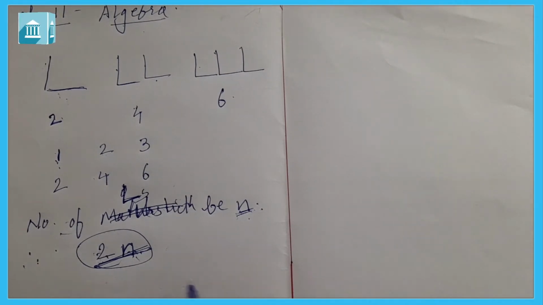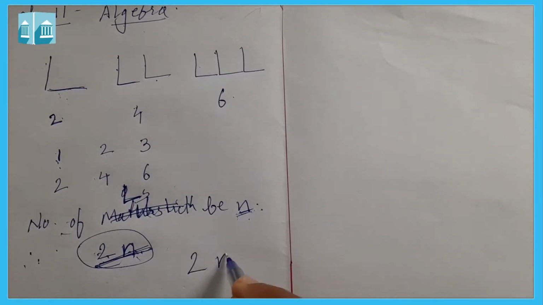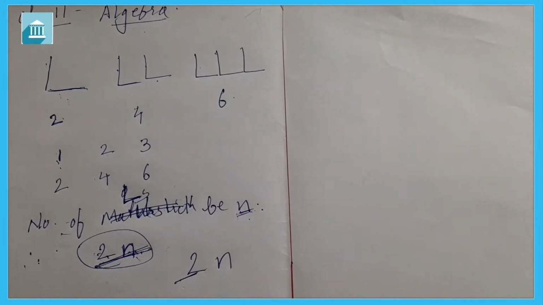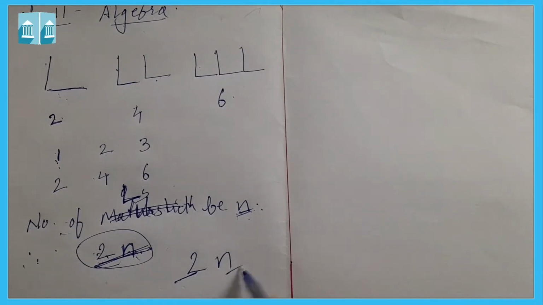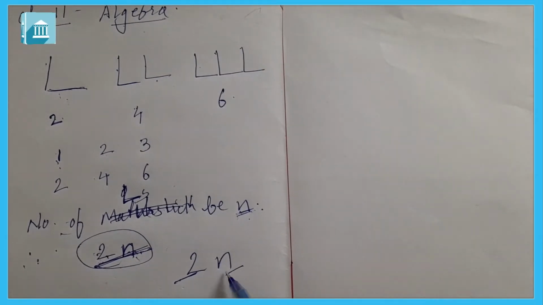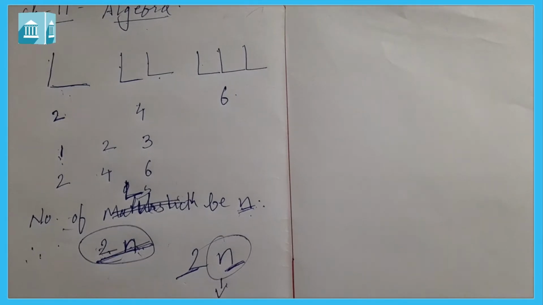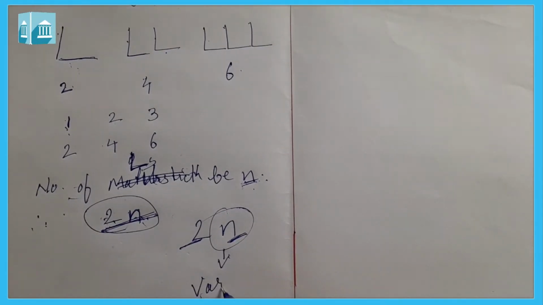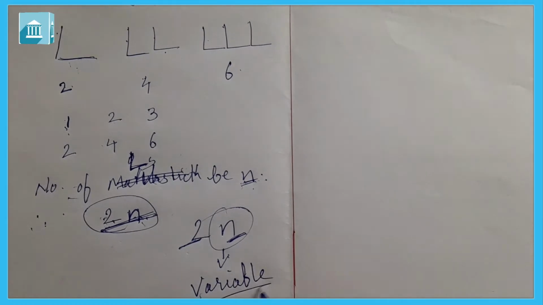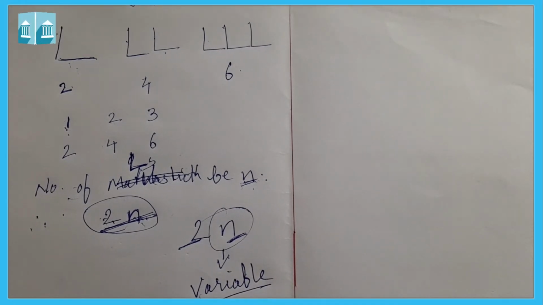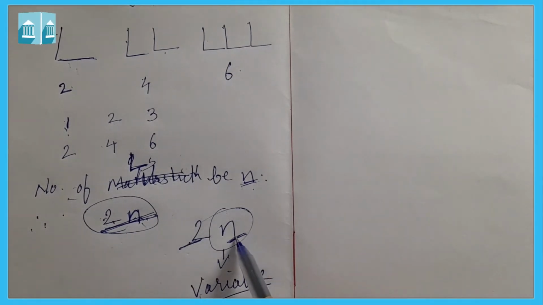Now here if we see closely, in 2n, this 2 is numeric and this n is alphabetic. This n is what? Alphabet. This 2 is numeric. So this n is called a variable. Now this 2 has a fixed value. This n does not have a fixed value. So we can say that the variable does not have any fixed value.